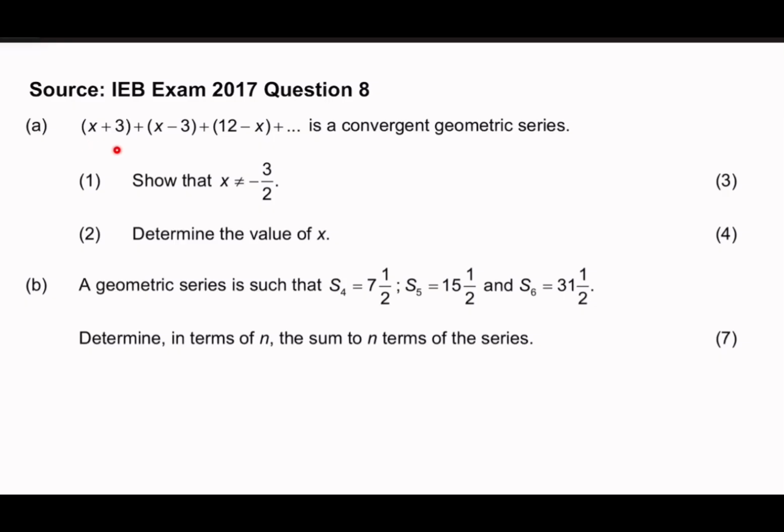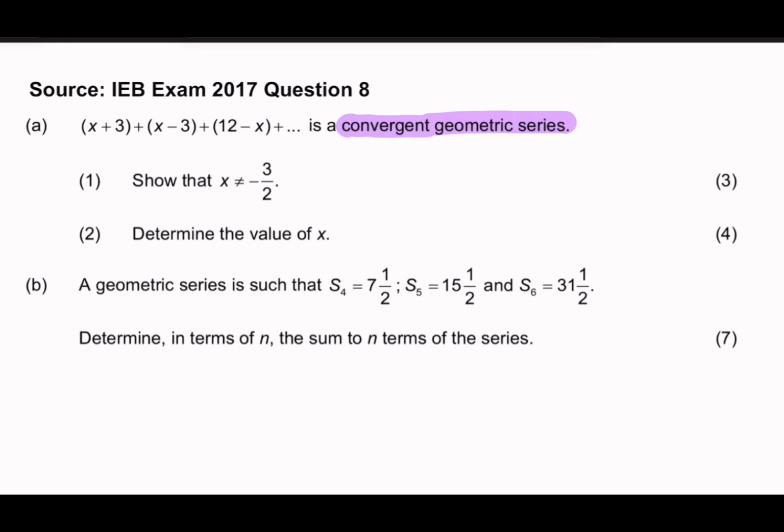We've got x plus 3, next term is x minus 3, and the next term is 12 minus x. And we are told that this is apparently a convergent geometric series. So the key word there is basically convergent, and the fact that it's a geometric series. And they say we need to show that x cannot be negative 3 over 2.